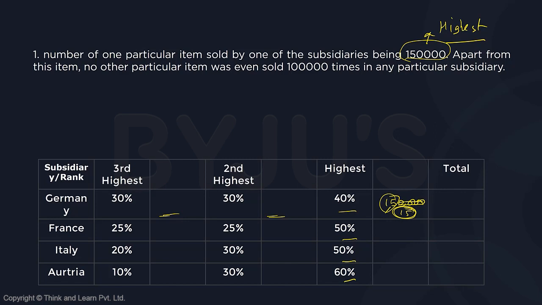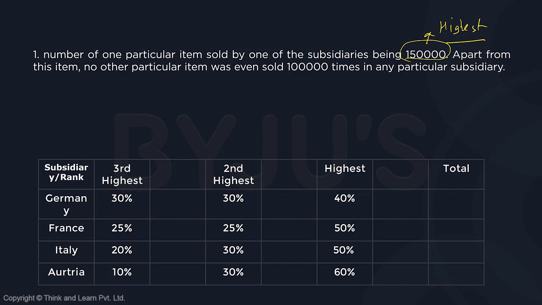All right. So now look at this. If 4 is equal to 15, 3 will be equal to what? 3 by 4 of 15 will not give you an integer. That means this cannot be 15 here, right? So this is out.